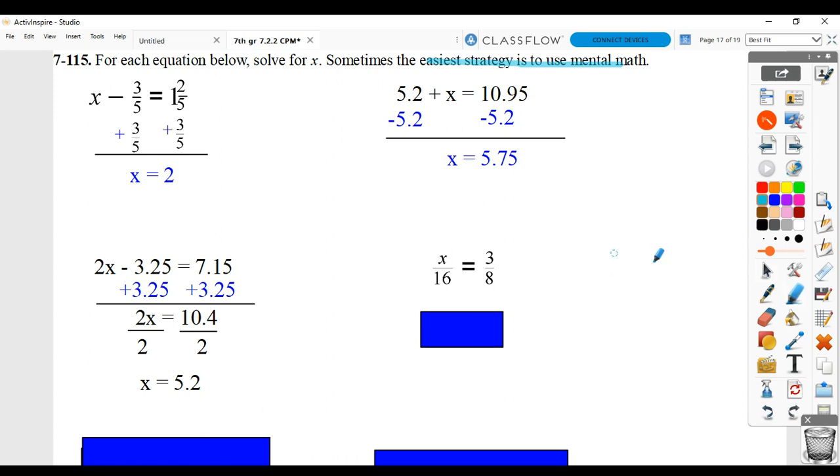And here, again, you could do cross products. 3 times 16 equals 8 times x, and then divide by 8. Or you could do some mental math. 8 times 2 is 16. 3 times 2 is 6.